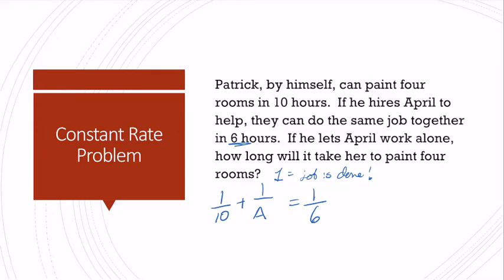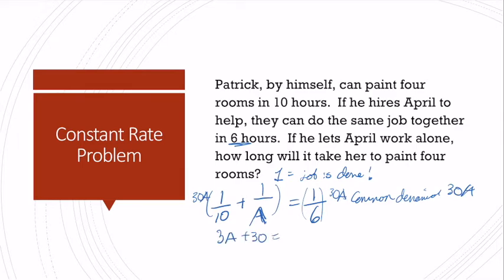They're going to be doing proportionate work. So the first thing I want to do is have these not be fractions. So I find out that the common denominator of these would be 30a. So if I multiply both sides by 30a, that gives me 3a plus 30 equals 5a. I get 30 equals 2a. If I divide both sides by 2, 15 equals a. So this is one way to solve this problem, where you let 1 be the job done.